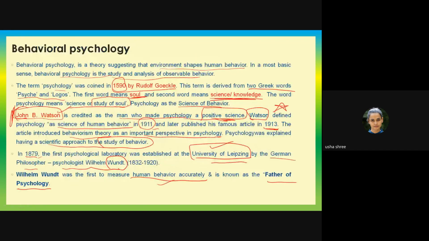Just one second, I'm making a note. Behavioral psychology is a theory suggesting that our environment plays a major role in making our psychology. Our environment makes our identity, our behavior. An individual's behavioral identity, we can say, is shaped by environment. Okay. Thank you.